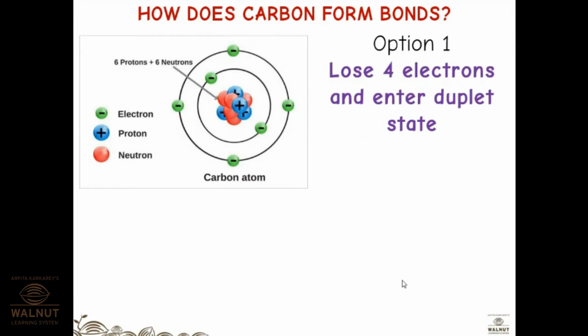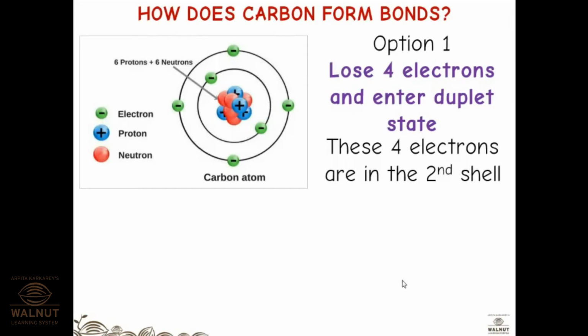Now let us see the options. Let us see option number 1. If it loses 4 electrons and enters into duplet state, what happens? These 4 electrons are in the second shell, as you can see in the diagram.